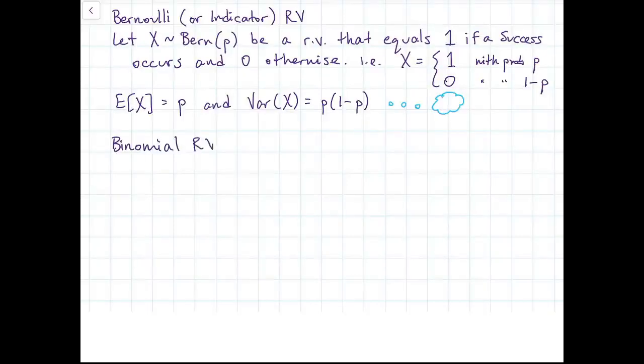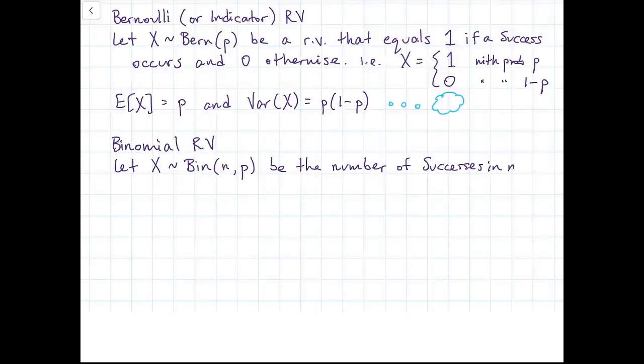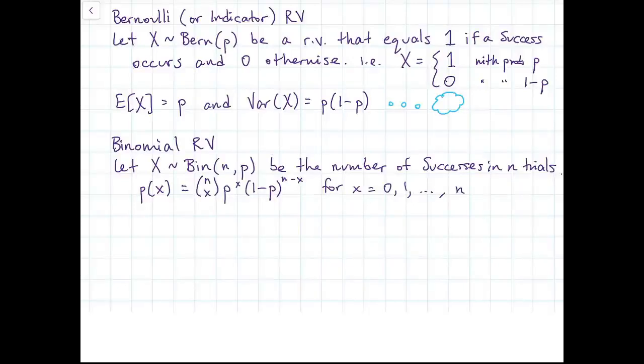Next, we have the binomial random variable. So this is just where we take the number of successes on n Bernoulli trials. So it now depends on two parameters, n and p. And we can show that the probability function here is n choose x, p to the x times 1 minus p to the n minus x. And that's defined for all values of x between 0 and n.